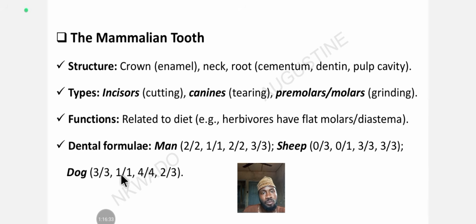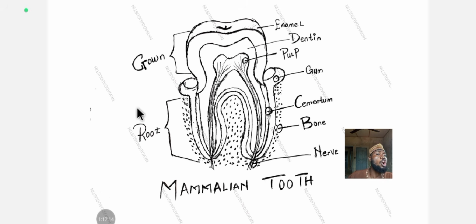This is for dog, 3/3 incisors, canine 1/1, very big canine. Then for premolar, you have 4/4. Then for molar, you have 2/3. This premolar is more in dog because it helps them. It's a specialized kind of premolar and molar. It's called carnassial. It helps them to grind flesh.